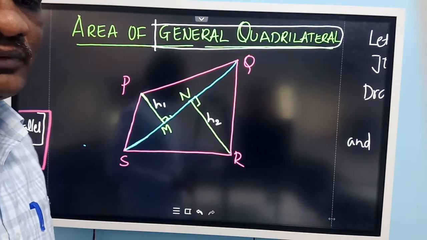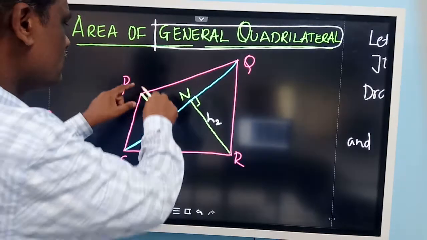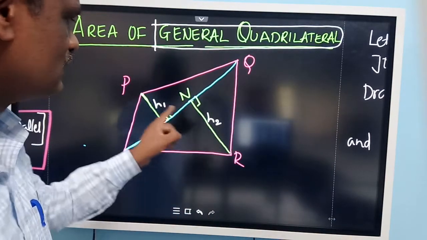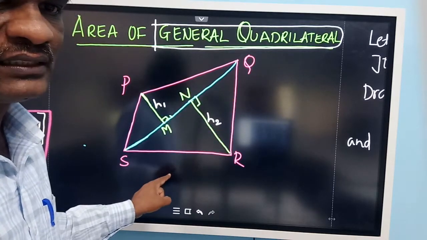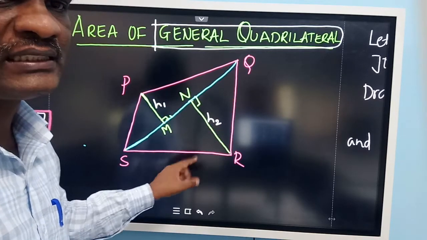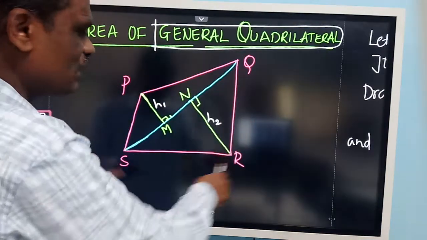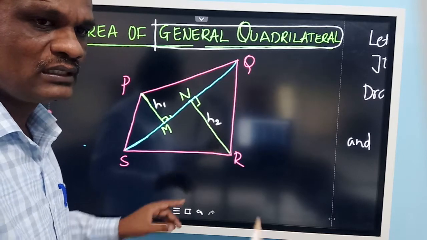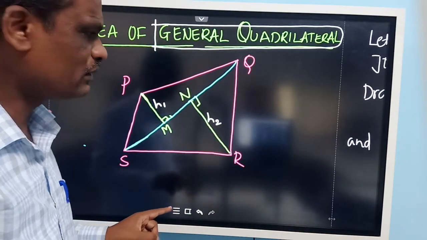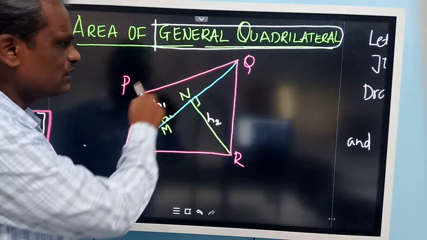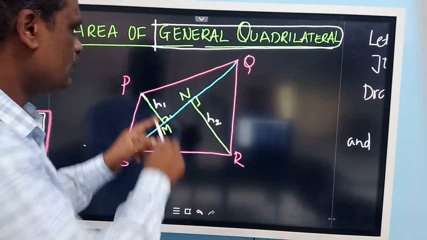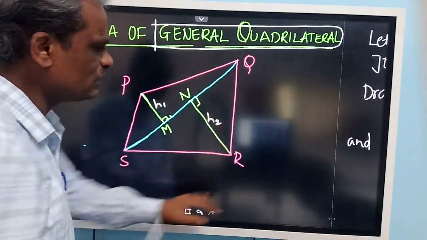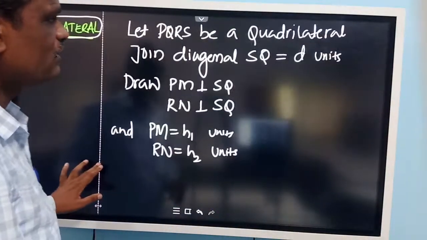To find out the area of this quadrilateral, I have to divide this quadrilateral into 2 known figures, 2 triangles. One is this, other one is this, and find out the area of these 2 triangles, add them, you will get the area of the quadrilateral PQRS. Is it clear to all of you? Diagram you understood? Now to find out the area of PQRS, I have to find out the area of PQS and the area of QRS. So that we will write down that before that.